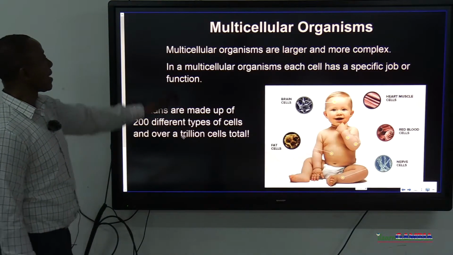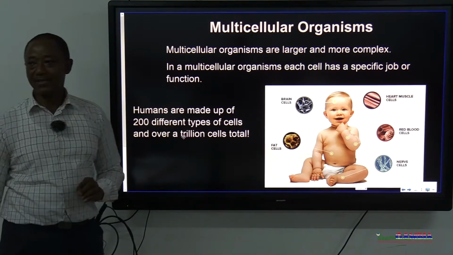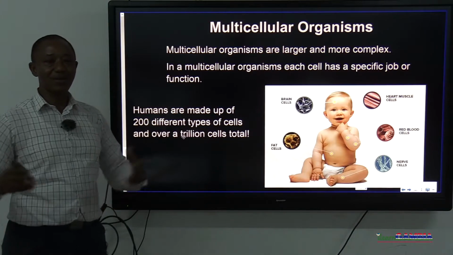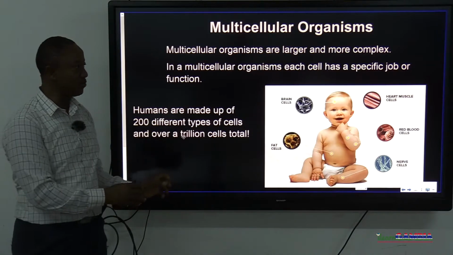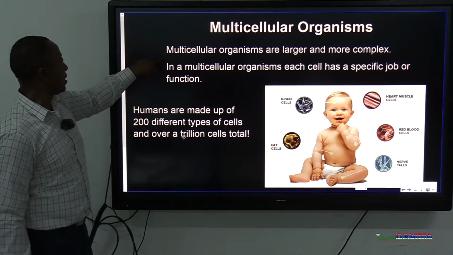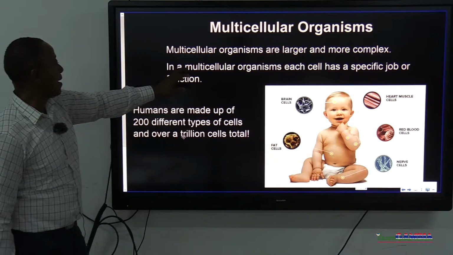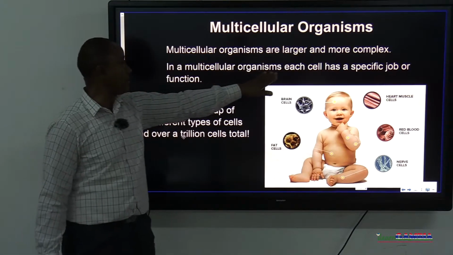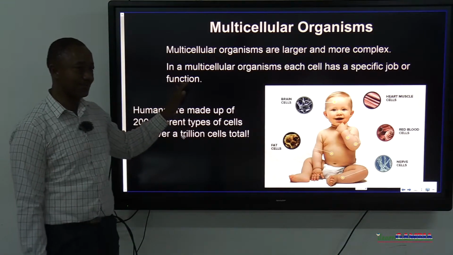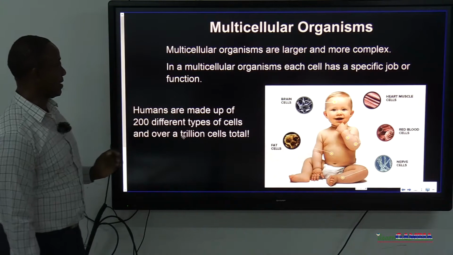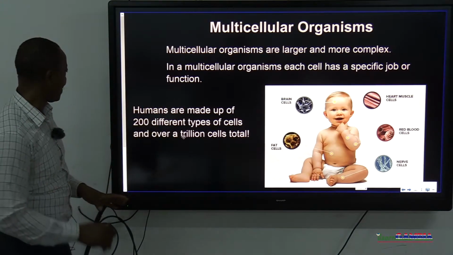So multicellular organisms are larger and more complex. Again, in science, complex means made up of many more structures. Simple, made up of few structures. So with multicellular, they are more complex. In a multicellular organism, each cell has a specific job or function. So that makes it very interesting. Huh? Each cell has a specific job or function.